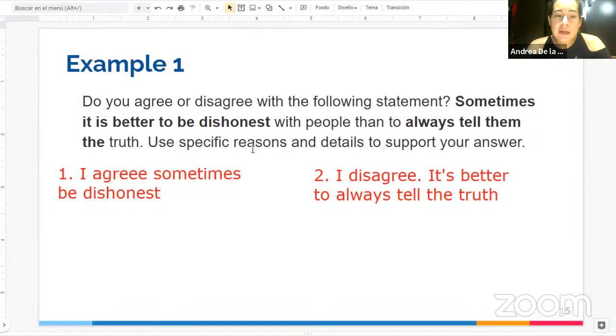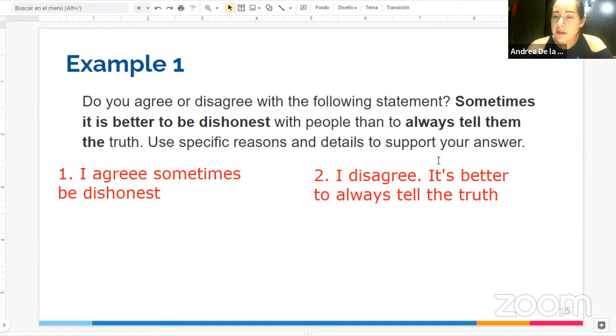Of course, you don't have to type this or write it down, but you do have to, in your mind, identify the 2 options, okay? So that you know which options you have. Do you think there's a third option? No, right? It's I agree completely or I disagree completely.